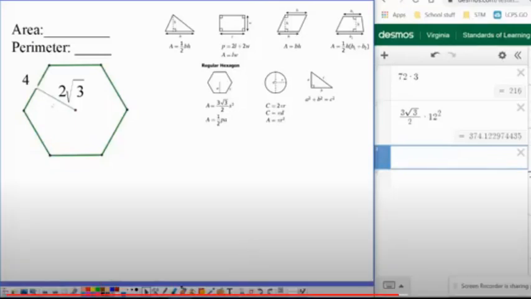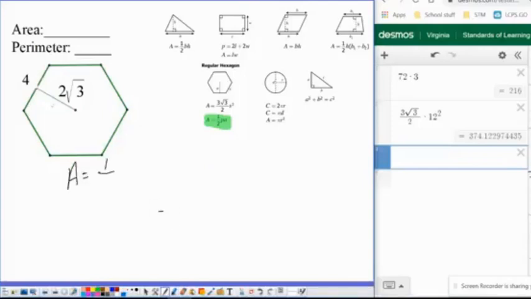Okay, so now this one has the side length and it has what's called the apothem. So we have the apothem here that's perpendicular to the side. And now we can use this bottom formula if we want. If you wanted to use the top one and throw just the side in there, you totally could. So this one is 1/2 of the perimeter times the apothem.